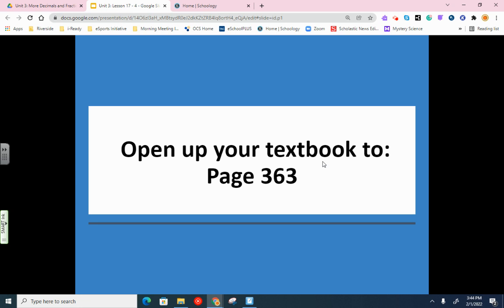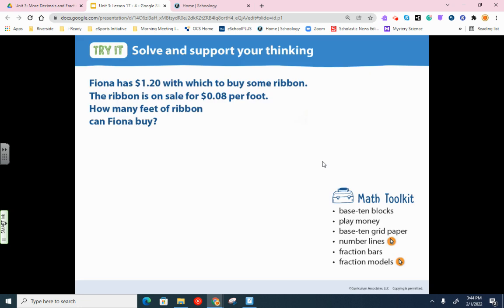So if you're listening to this video from home, you always have the option to pause the video or rewind if I went too fast on something, because I tend to go a little fast when I'm doing the lessons as I record them. All right, so on page 363, we have a problem like this.